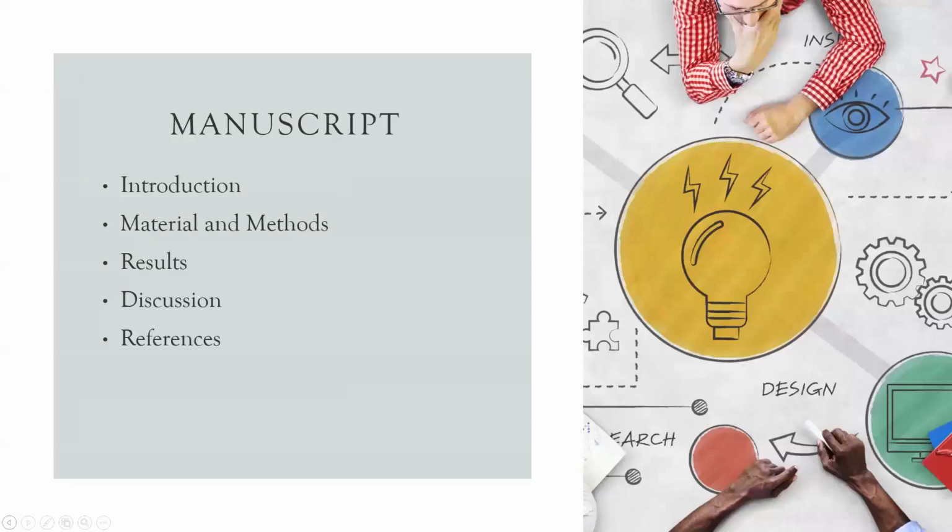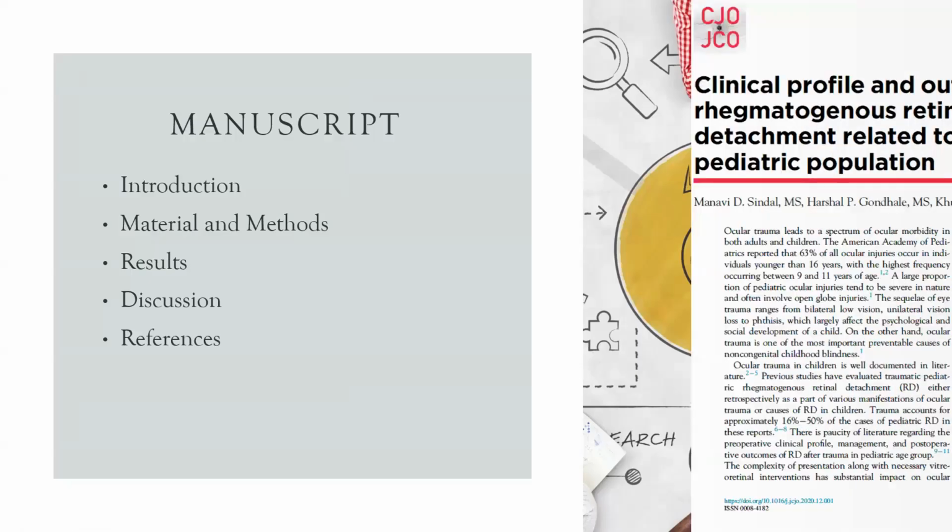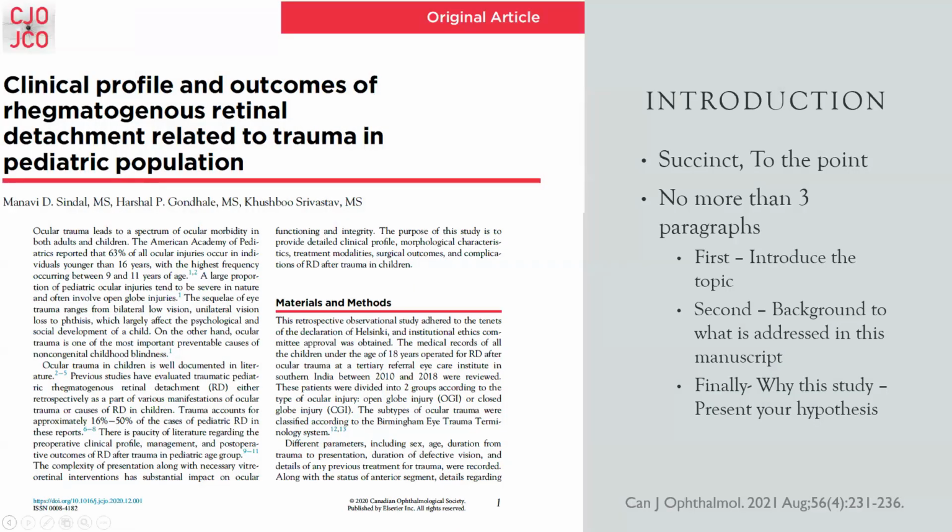So the manuscript has the introduction, materials and methods, results, discussion, and references. The introduction should be succinct. It should be to the point, not more than 3 paragraphs. In the first paragraph, if you look at this particular article of ours on the clinical profile and outcomes of rhegmatogenous retinal detachment related to trauma in the pediatric population, the first paragraph talks about ocular trauma.